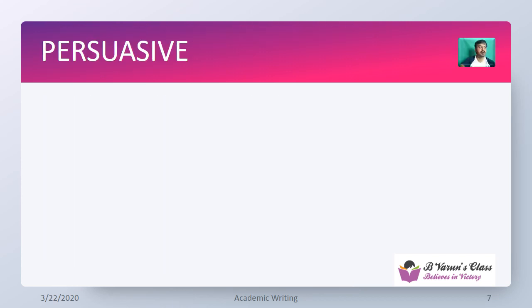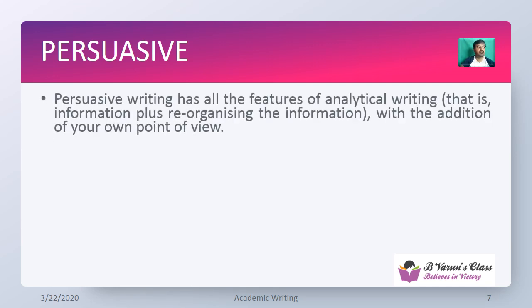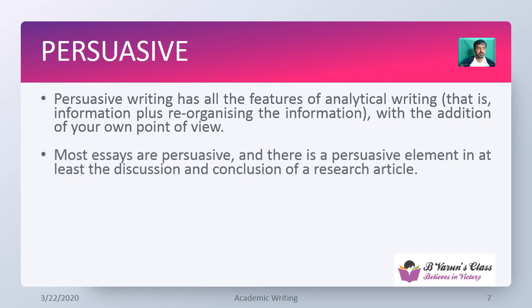Third one, persuasive. What do you mean by persuasive? In most academic writing, we need to go at least one step further than analytical writing, which means it's information plus reorganizing the information with the addition of our own point of view. Most essays are persuasive, and there is a persuasive element in at least the discussion and conclusion of a research article.